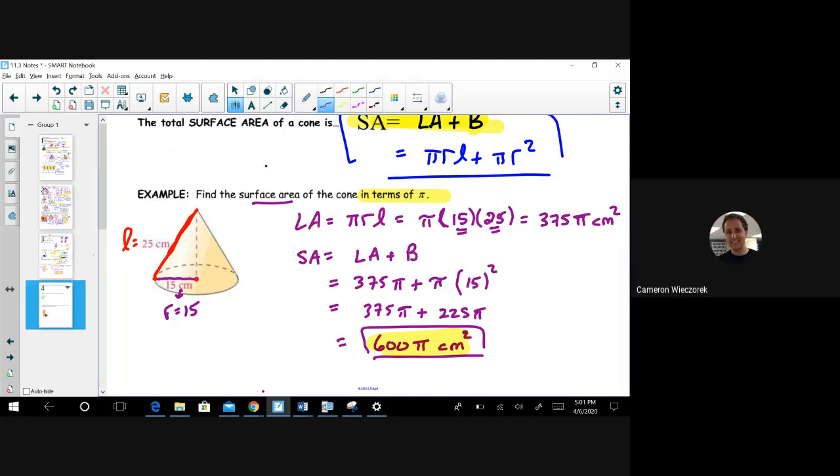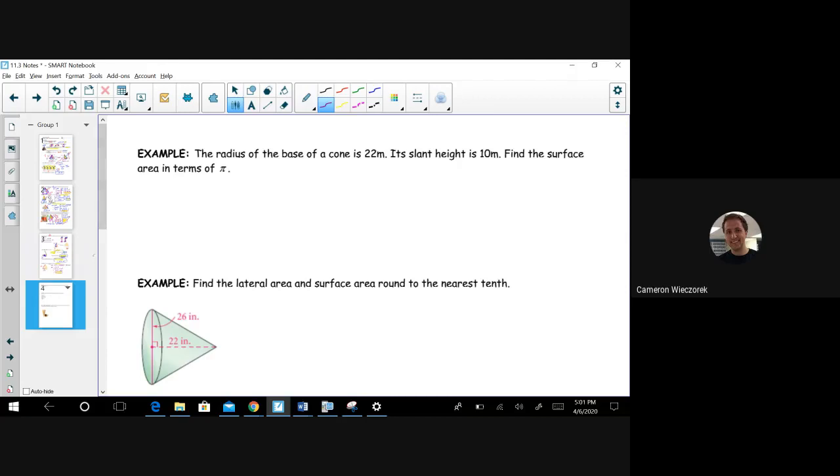All right, last page. This one, they don't give you a cone, so we're going to draw the cone. It says the radius of the base of a cone is 22 meters. Its slant height is 10 meters. Find the surface area in terms of pi. I'm going to draw my cone. There's my circle. Meets up at the vertex at the top. They told me the radius, so here's the center of the circle to the edge. That radius is 22 meters. And the slant height, which is along the side, that piece is cursive L, 10 meters.